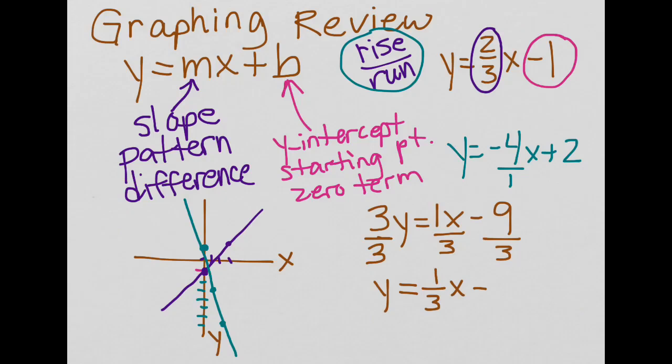Now, 9 divided by 3 is 3, and so that gives me an equation that I can graph. y equals 1/3 x minus 3. You would go to negative 3 on your y-axis, and from there go up 1 and over 3 to do your line.